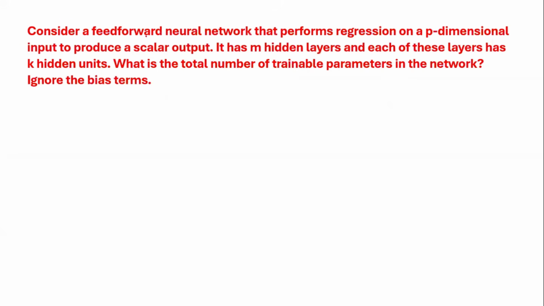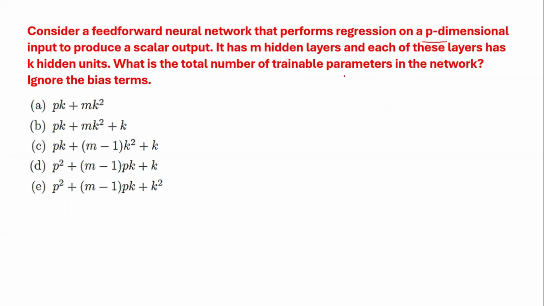Okay, option C. Now, next question. Consider a feed-forward neural network that performs regression on p-dimensional input to produce a scalar output. It has m hidden layers, and each of these layers has k hidden units. What will be the total number of trainable parameters in the network? So these 5 are my options.